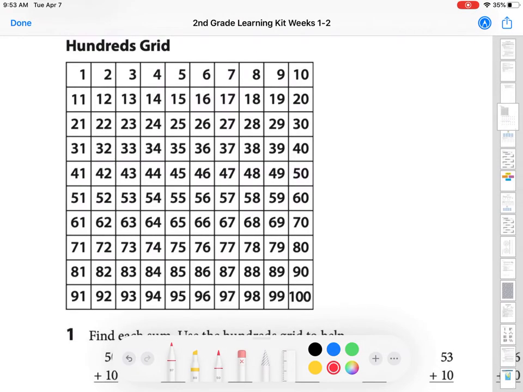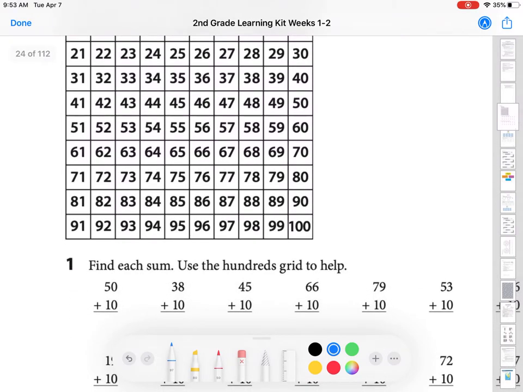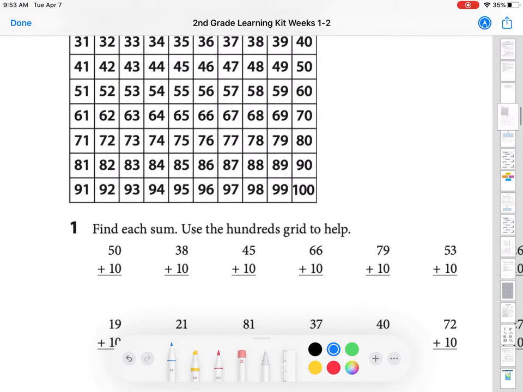Okay, let's review how to use the hundreds grid to help us out with addition and subtraction. So one of the pages that you have is having you do a little kind of simple review. Some of these might seem like, I can do that pretty easy. I already know that 50 plus 10 is 60. That's awesome, in which case you can just go ahead and answer it.